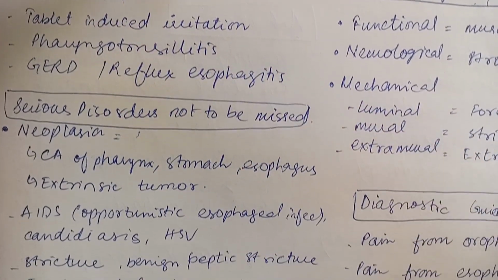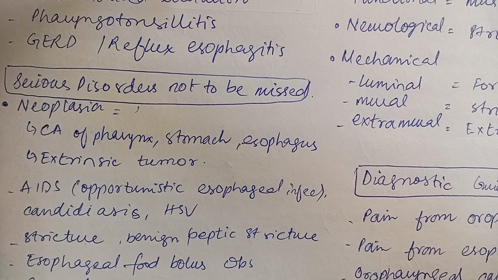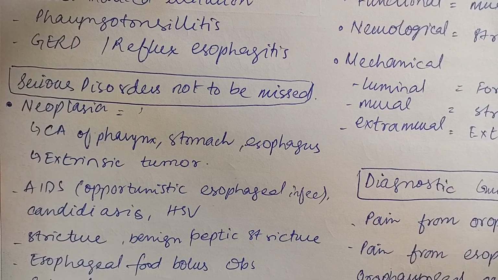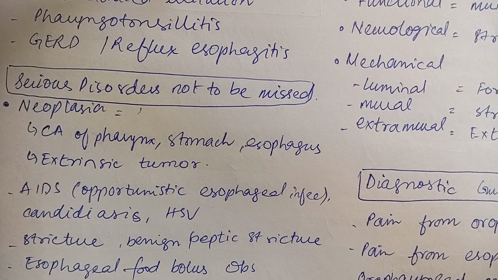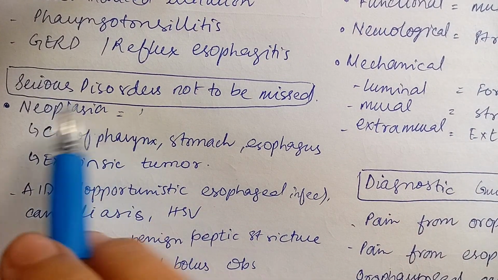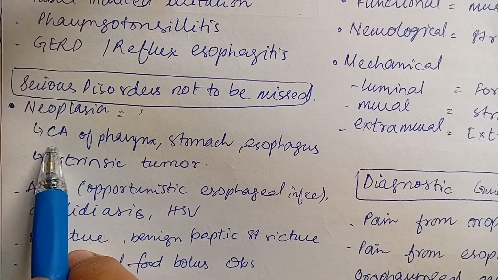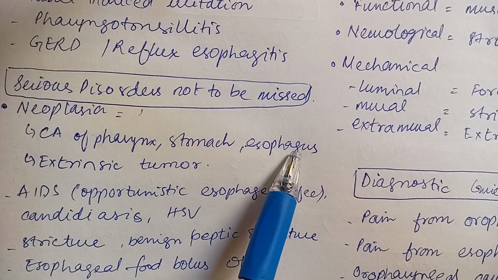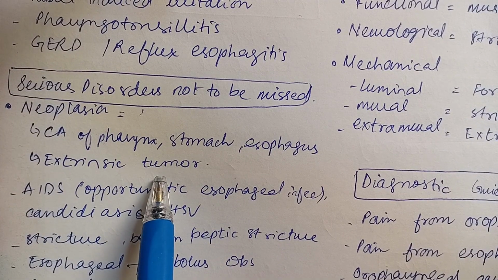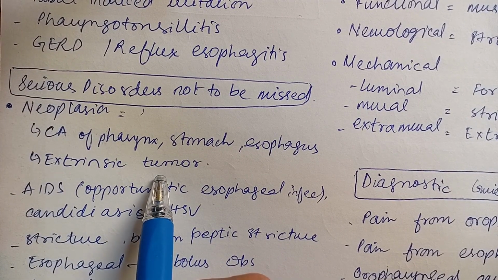So there are some serious disorders which should not be missed, and we have to keep these serious disorders in our mind by looking at the red flags. Serious disorders can be neoplasia like cancer of the pharynx, stomach, esophagus, and there can be any extrinsic tumor that is compressing the esophagus, which is leading to dysphagia.